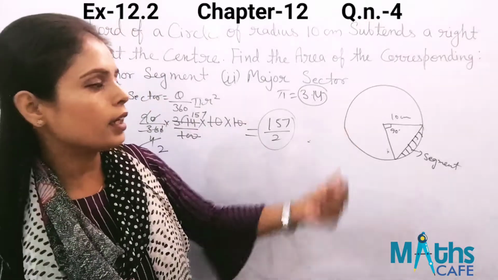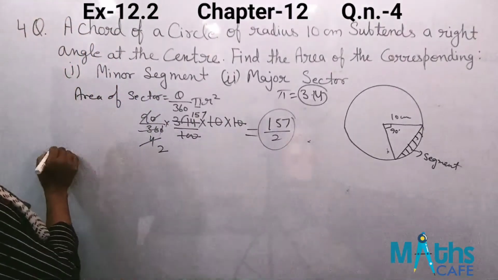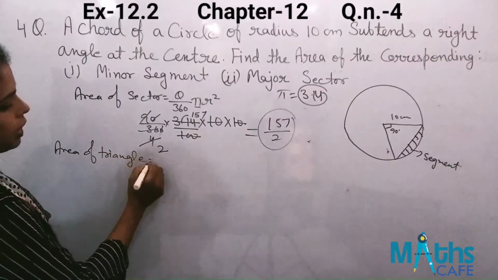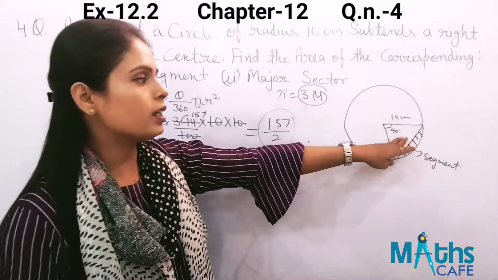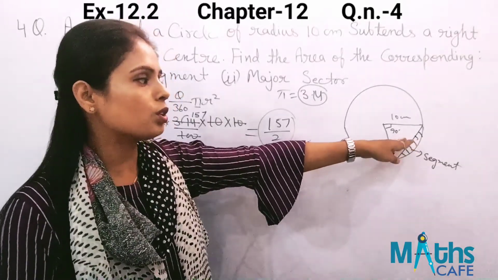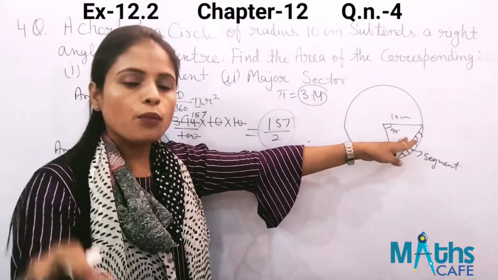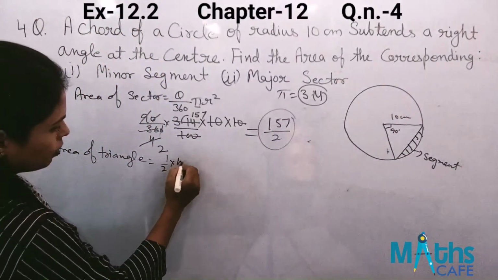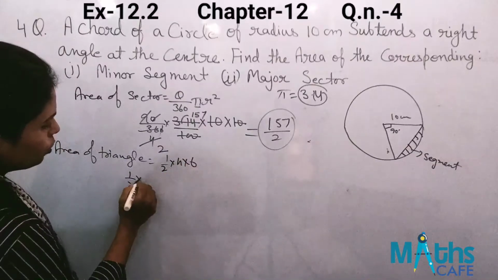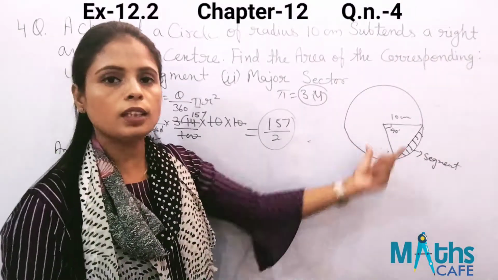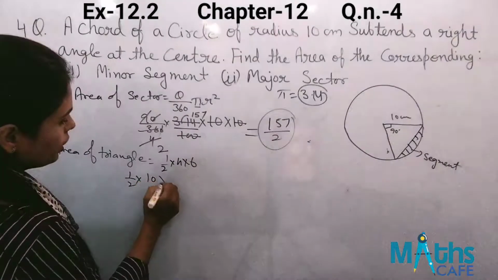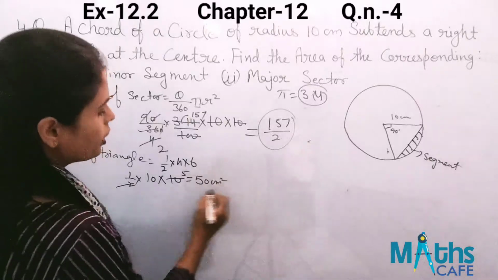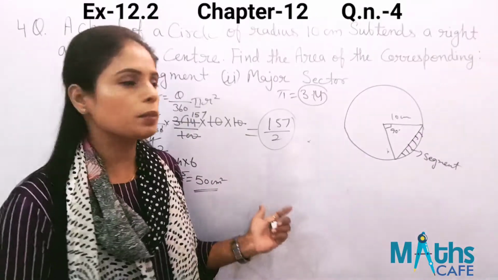Now we need to find the area of the triangle. So area of triangle is equal to, as this triangle has a 90 degree angle, we are going to use the area of triangle formula, 1 by 2 into height into base. So 1 by 2 into height and base, they both are the same in this triangle. This is 10 into 10. So the value which will come is 50 centimeters square.